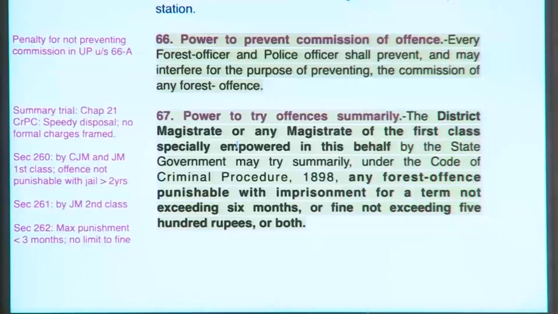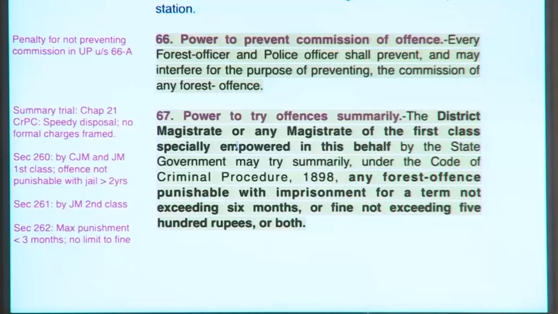Then every forest officer and police officer has the power to prevent the commission of offences. Every forest officer and police officer shall prevent and may interfere for the purpose of preventing the commission of any forest offence. So, it is not just that once a forest offence has been committed you can hold a person, but even if you find that somebody is getting into your forest to cut trees or maybe to light a fire, then if you have a reasonable suspicion, you can stop that person from committing a forest offence.